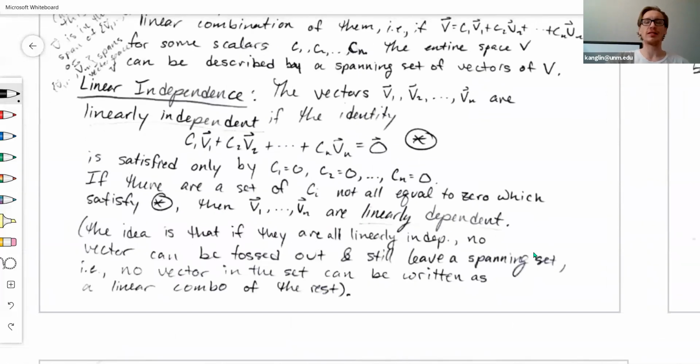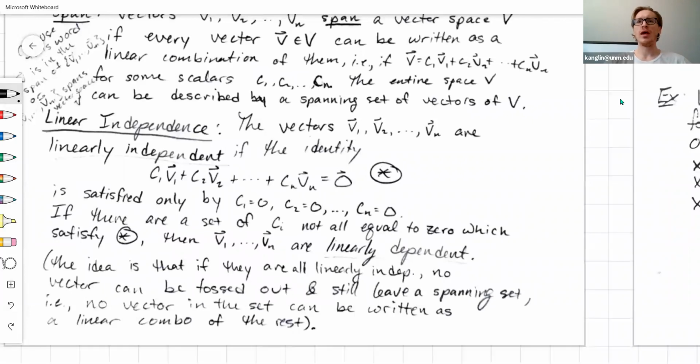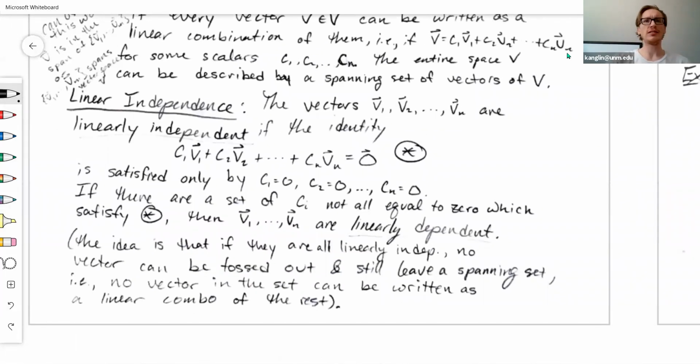If you have a set of vectors where you can get rid of one of them and it doesn't change the span, that means you had a dependent set, a linearly dependent set of vectors. Okay, and maybe that'll make it easier to see why this is our description in terms of a definition of linear independence. I said that really the idea is that no vector in the set can be written as a linear combination of the rest of the vectors.